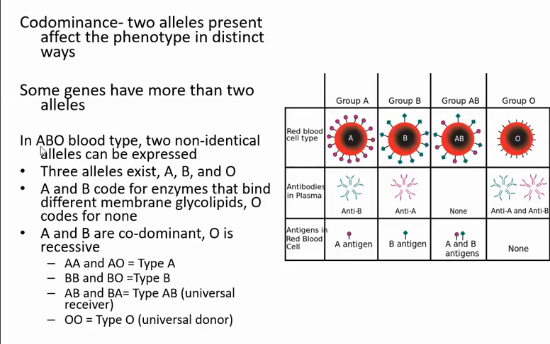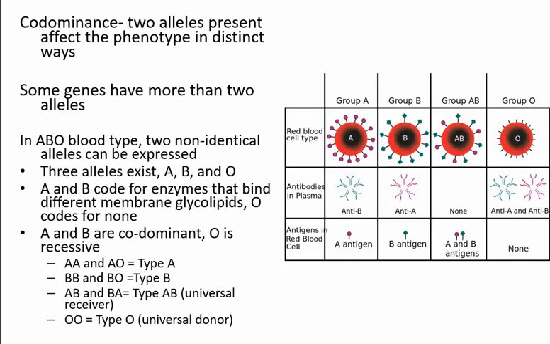Okay, so ABO blood type, we've got two non-identical alleles that can be expressed at the same time. And those alleles are A and B, with O being recessive. So A and B actually code for enzymes that bind different membrane glycolipids to our red blood cells, whereas the O allele codes for none. So this is how we determine someone's phenotype.